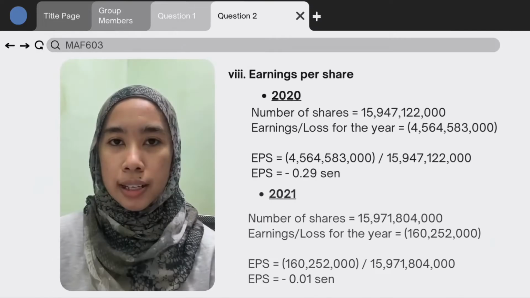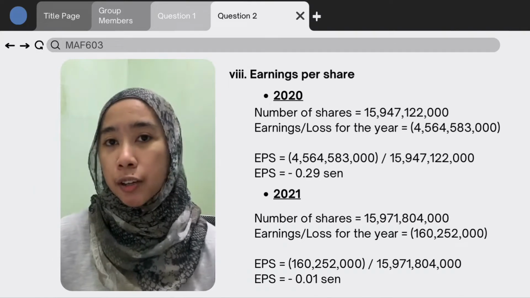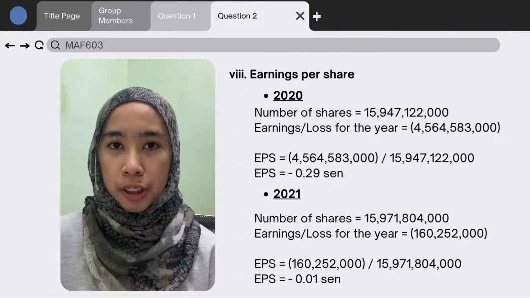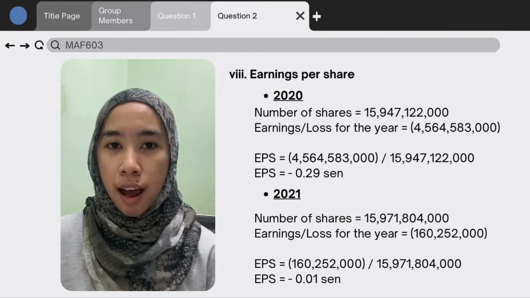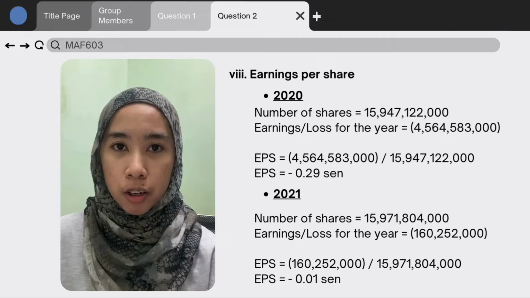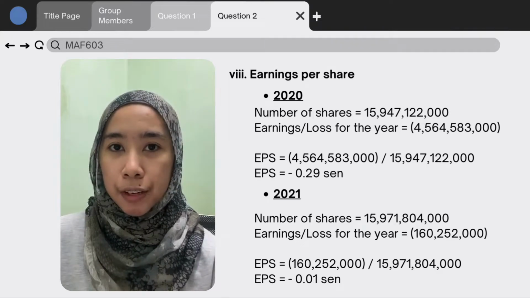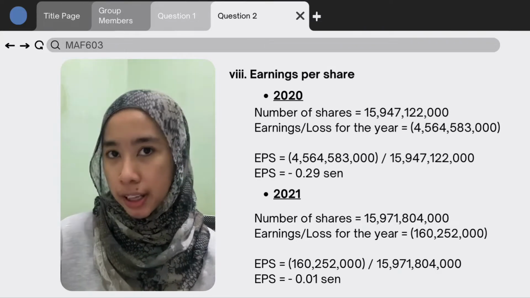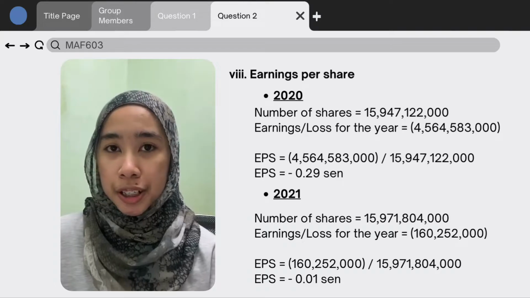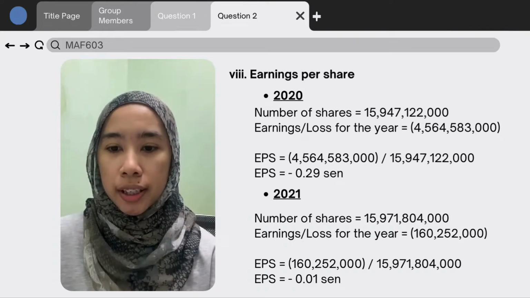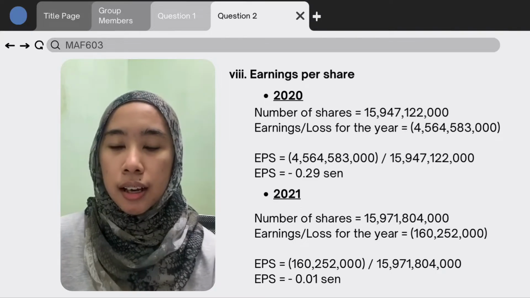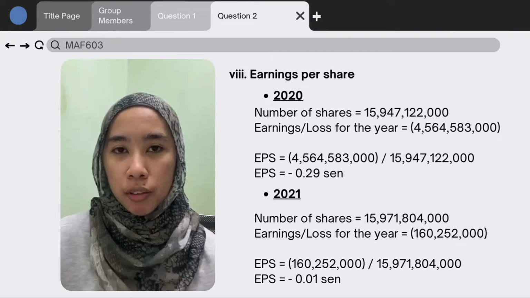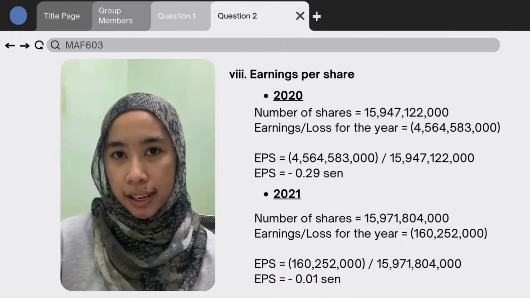Okay, next I will explain about the earnings per share. In order to get the earnings per share of the company, you need to have the earnings or loss for the year and divide by the number of shares. So earnings per share for 2020 is negative 29 cents, and for 2021 is negative 1 cent.